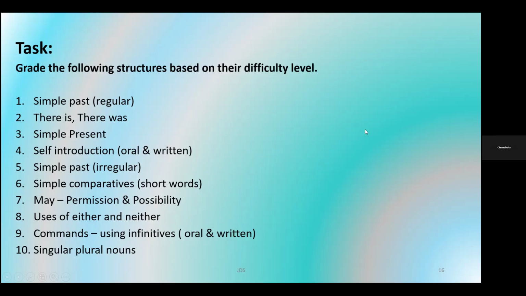No. Singular plural nouns, right? So that will be more meaningful, identifying singular nouns and plural nouns. Productivity, usefulness are more. So let's assume the 10th will become the second one. Look for the third.